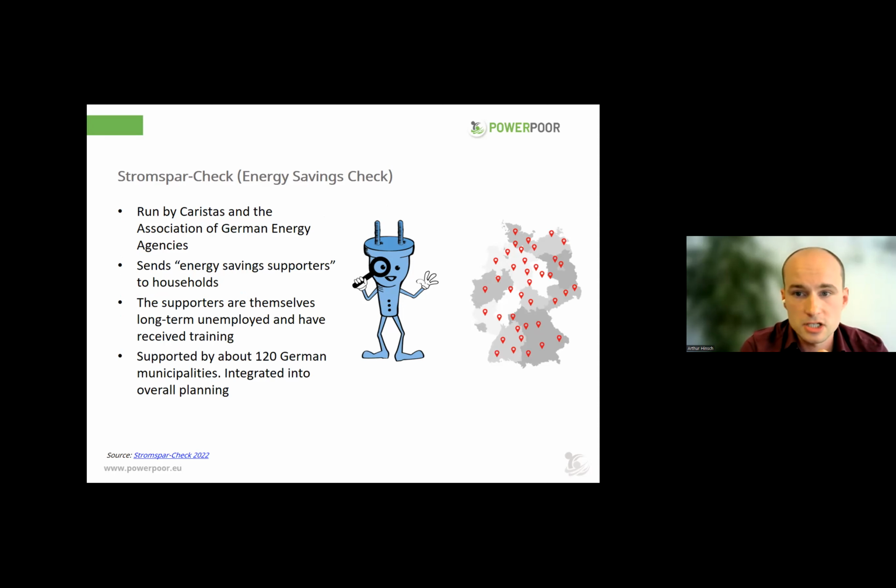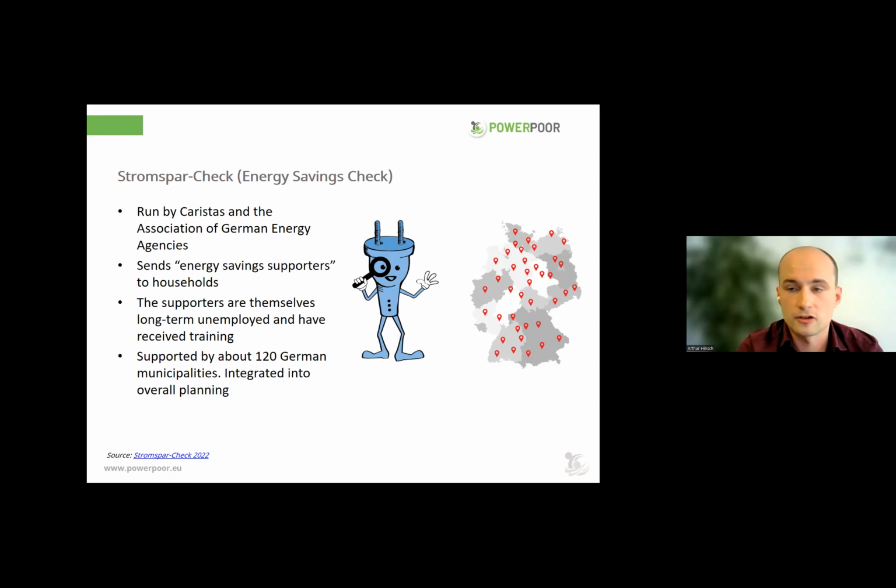And the Association of German Energy Agencies. You see on the map that this is quite extensive. The idea is that these kinds of energy savings checks are often made part of a municipal structure. And in the end, it's the municipalities or the energy agencies that are sending energy saving supporters to households. And these supporters are themselves long-term unemployed and have received training to help others to lower their energy bill.